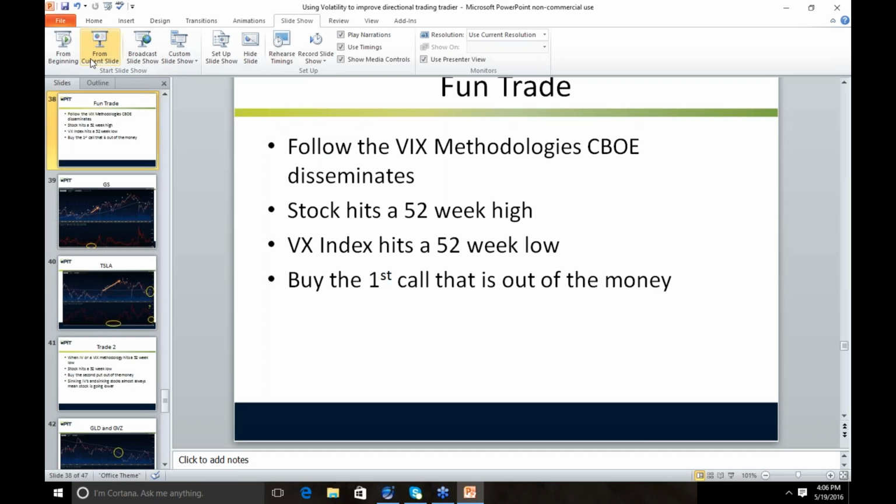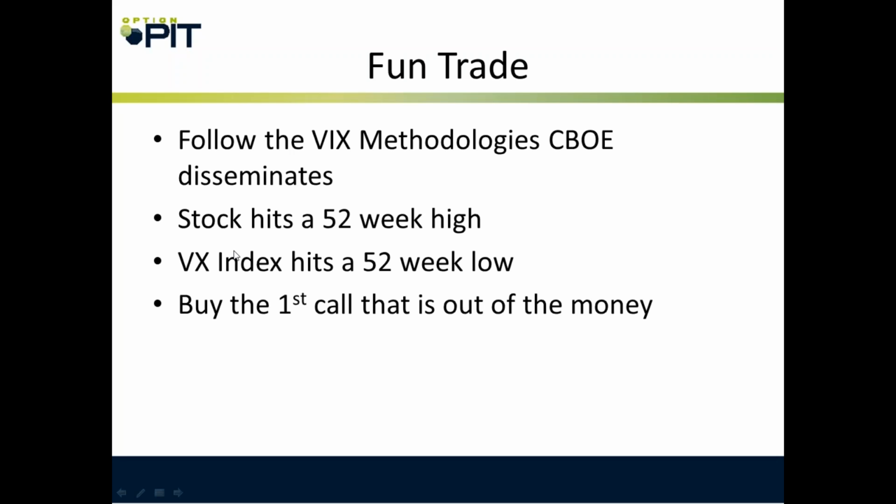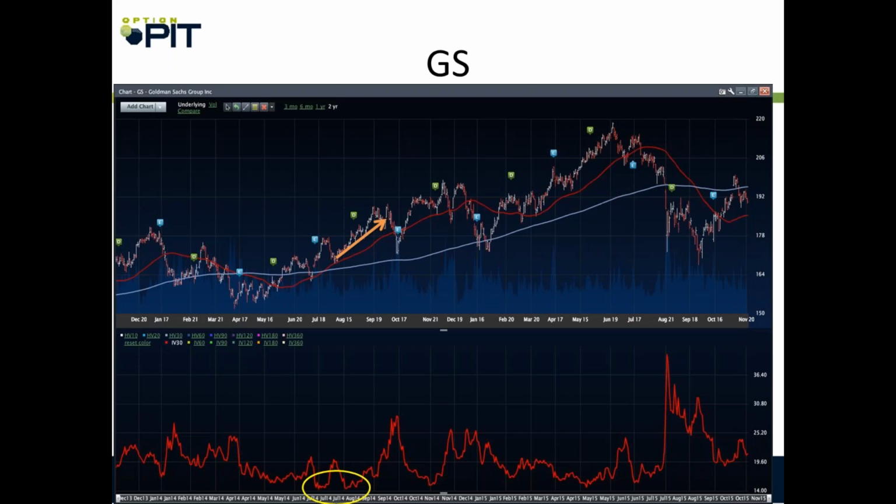All right. So follow these VIX methodologies. If a stock hits a 52-week high, and then that index hits a 52-week low at the same time, wait 1 day and then buy a call that is out of the money. The first call at about 30 to 60 days to expiration. I've done this in Goldman about 100 times. This was one of the better ones that I've done.